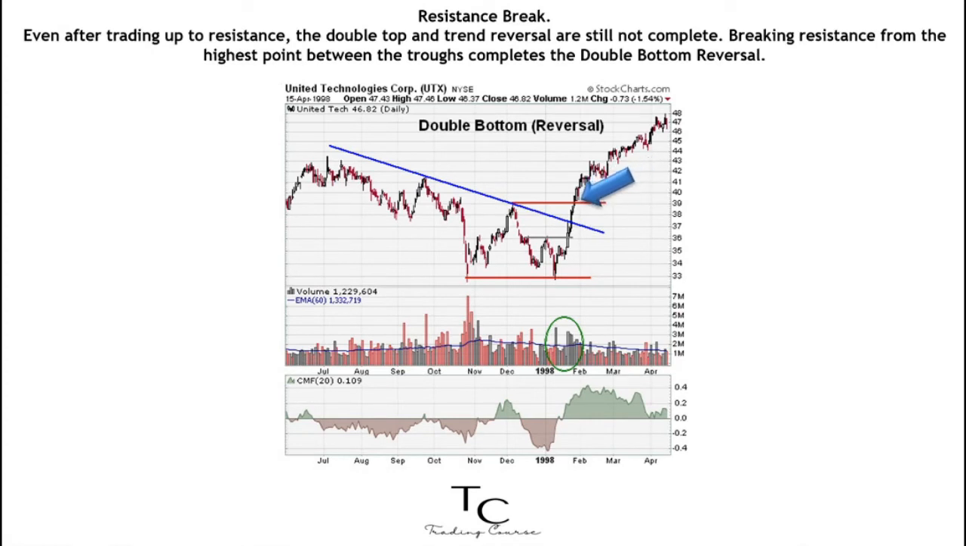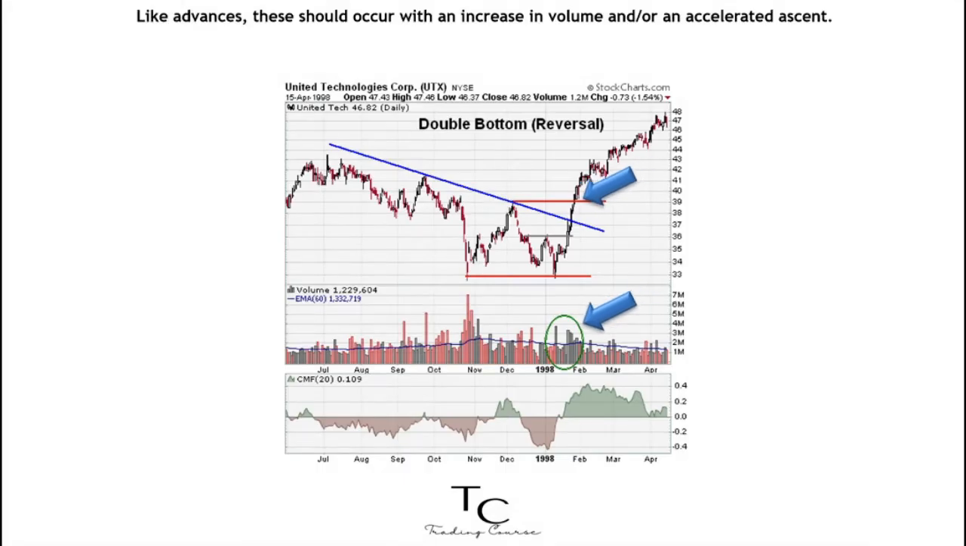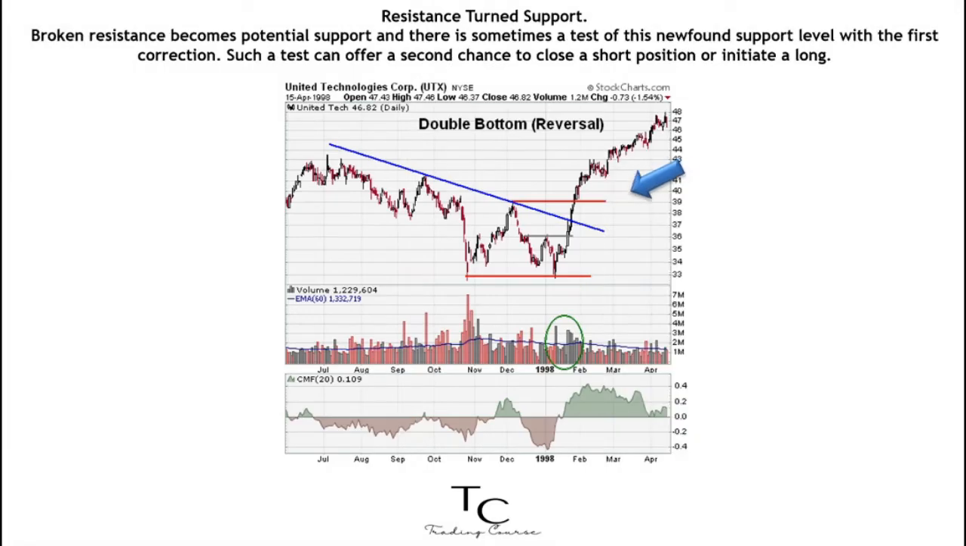Resistance break. Even after trading up to resistance, the double bottom and trend reversal are still not complete. Breaking resistance from the highest point between the troughs completes the double bottom reversal. Like advances, these should occur with an increase in volume and/or an accelerated ascent.